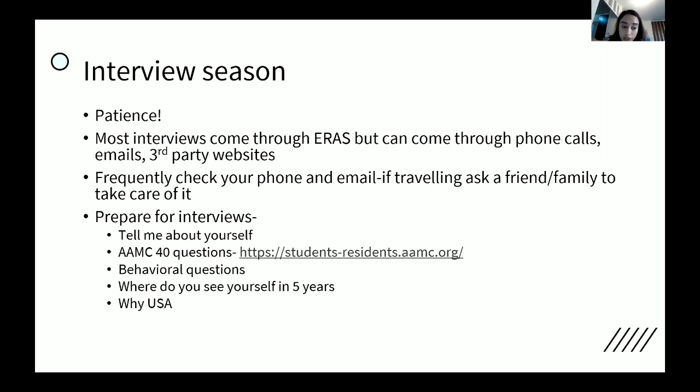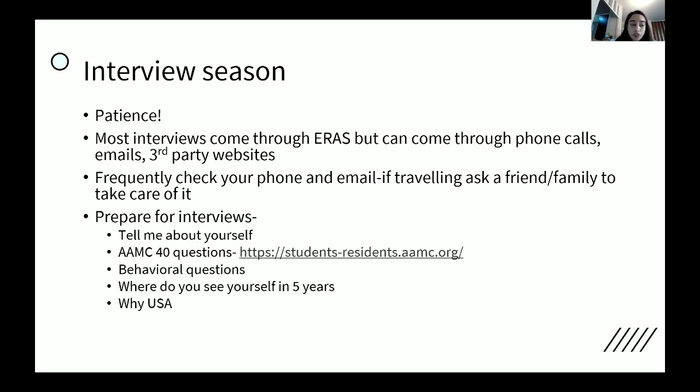So behavioral questions, these are different from the AMC 40 questions. These questions are mostly like, oh, where do you see yourself in 5 years? What is your take on research and all of this? The behavioral questions are very tricky. These are questions which are mostly ethical. They'll put you in a situation and ask how you react to it. Questions like, are you a team leader or are you a team player? Or tell me about a time you have failed and how did you overcome it?